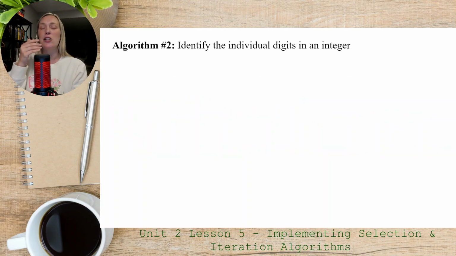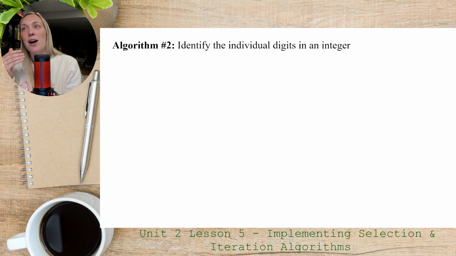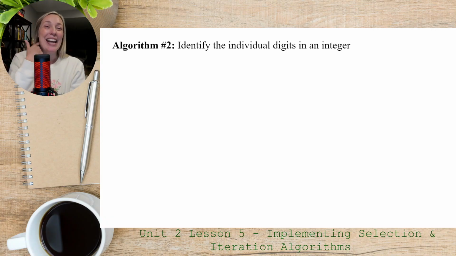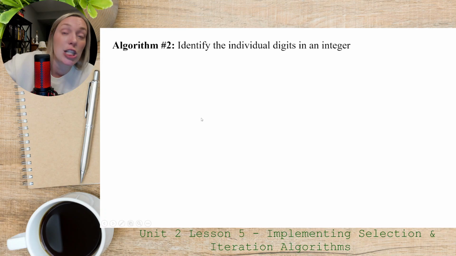Okay, let's get into stuff that you can't necessarily do without a loop, okay? Like algorithm number 2, identify the individual digits in an integer. Now, there's a few different ways you might need to use this algorithm. You can apply it to different situations, whatever that may be. But just identifying individual digits in an integer.